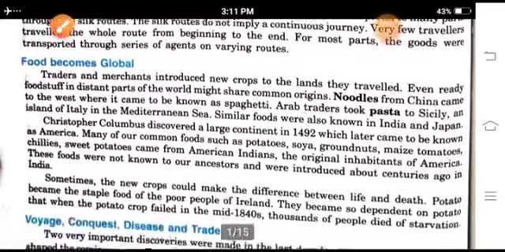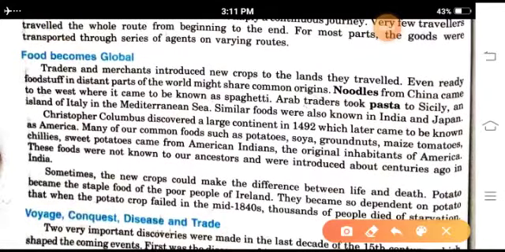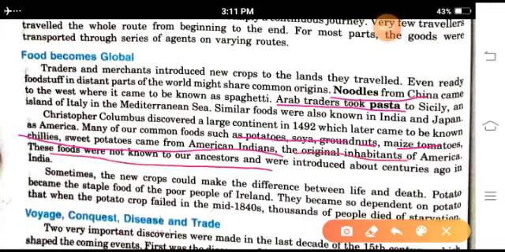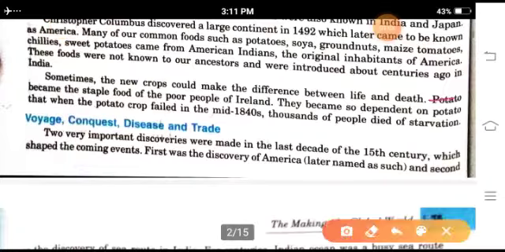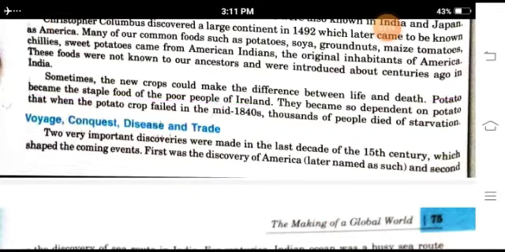Now, food becomes global. Some of the important foods are noodles from China, and Arab traders took pasta. Many foods such as potatoes, soya, groundnuts, maize, tomato, chilies and sweet potatoes came from the American Indians, the original inhabitants of America, known as our ancestors' foods, and were introduced about centuries ago to India. Basically, the potato became the staple food of the poor people of Ireland.